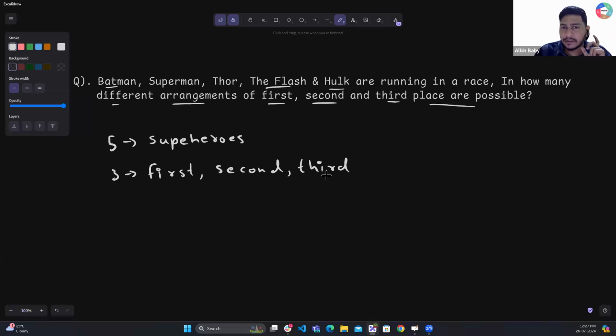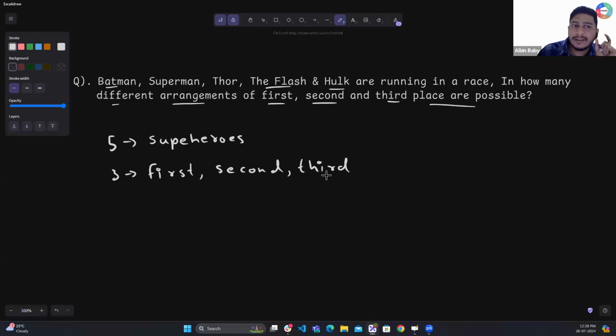So here Flash will obviously win. You guys know already, Flash is very fast. If you read comics or watch movies, Flash will always win, right? So Flash is always first. But there can be a possibility, right? Flash might be slow one day. He's not well. Yes or no?